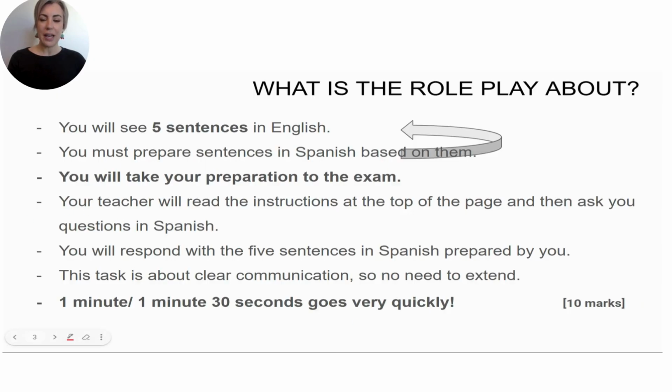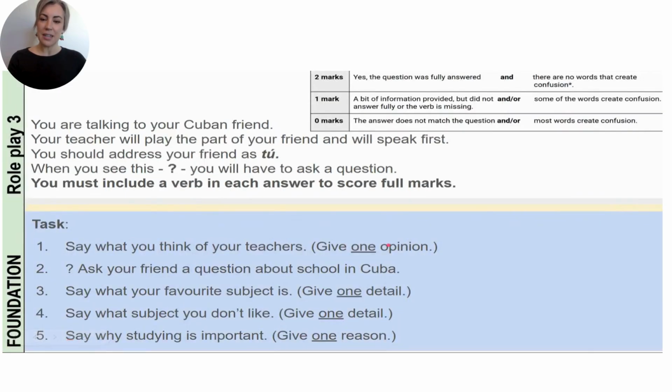Bueno, so the role play is the first task in your speaking exam. It goes very quickly. It's only like 1 minute, 1 minute 30. You will prepare 5 sentences that you'll say in English. You will write down the Spanish for that. And you will prepare for this before your exam in a preparation room alongside your read aloud and your photo cards. But for this question, all you have to do is take a look at this.